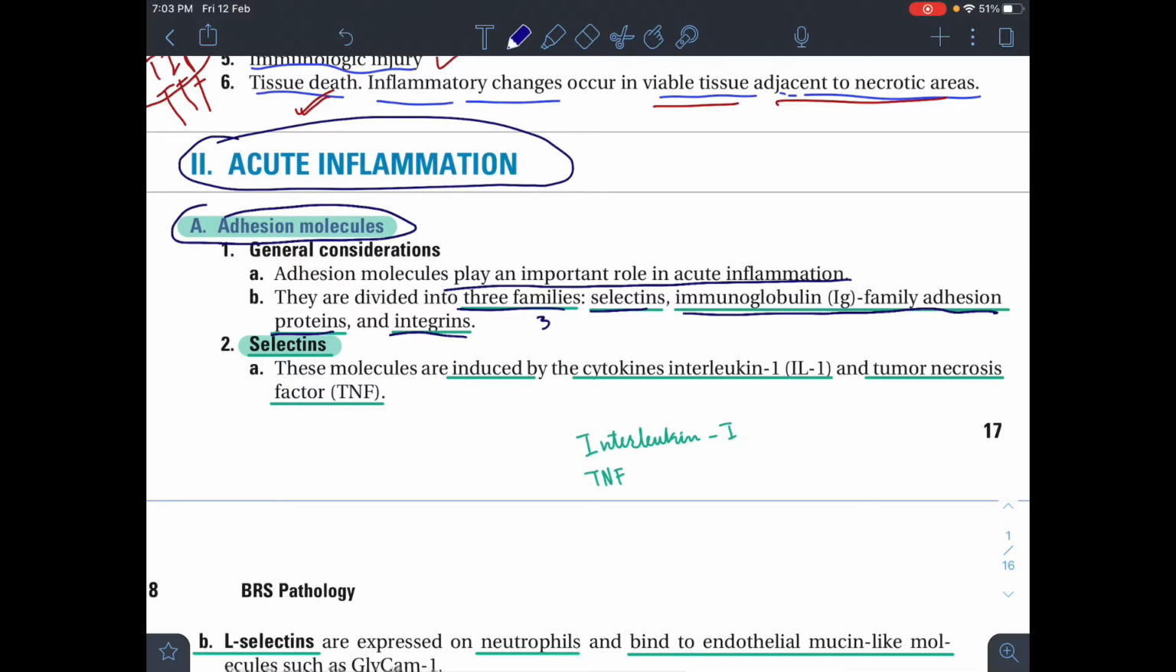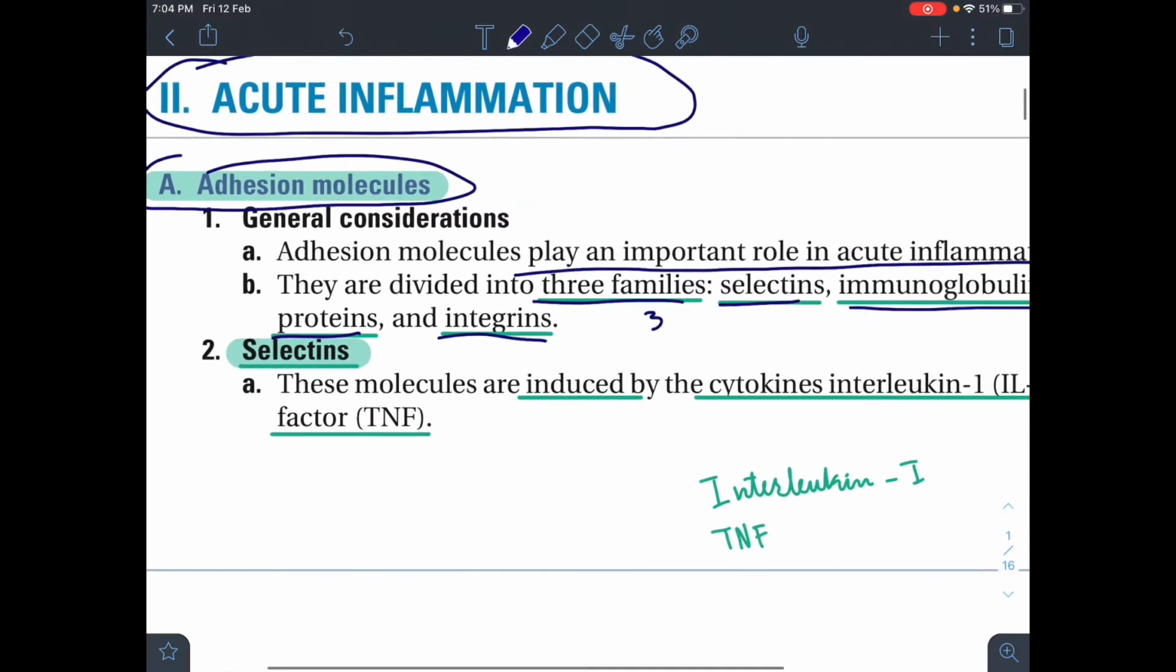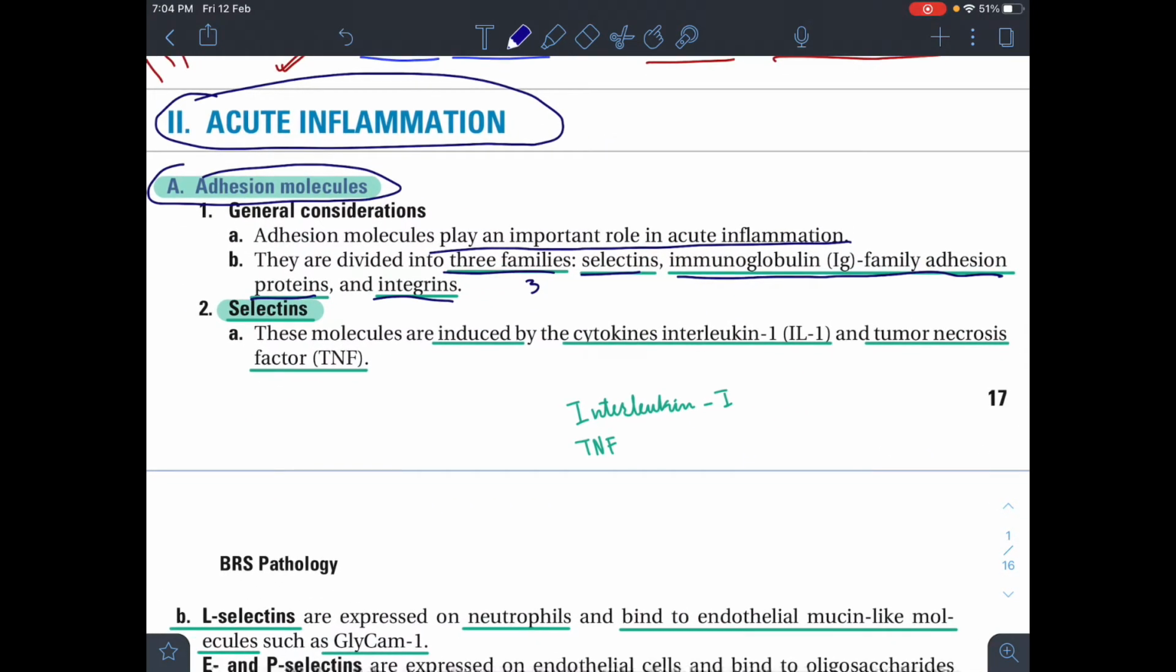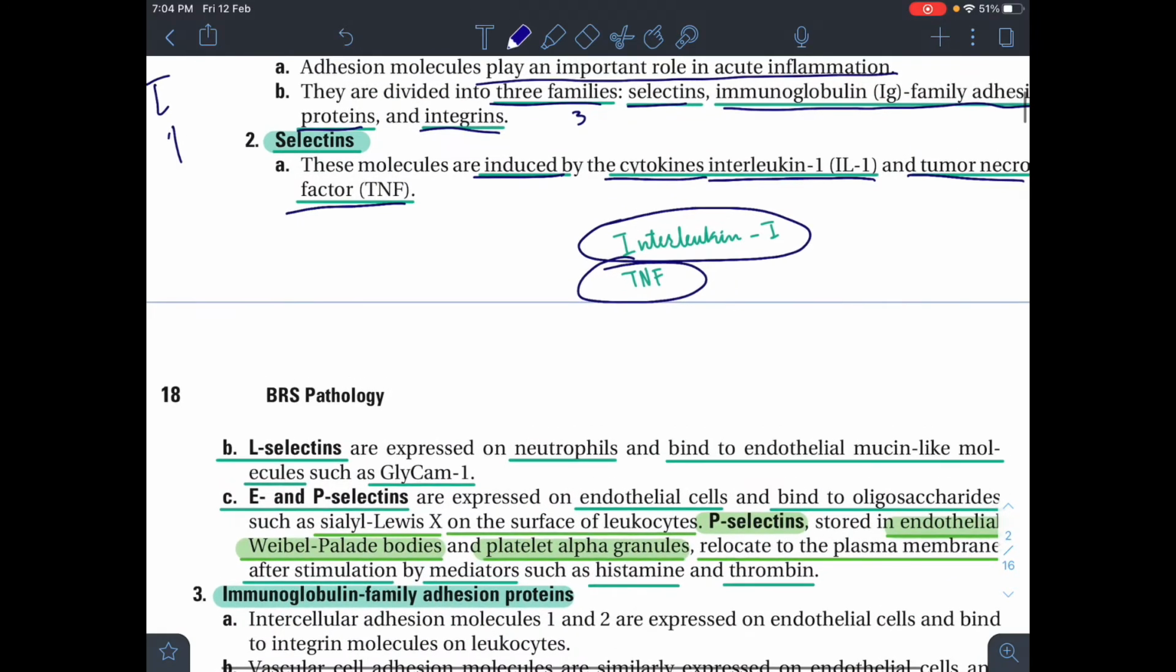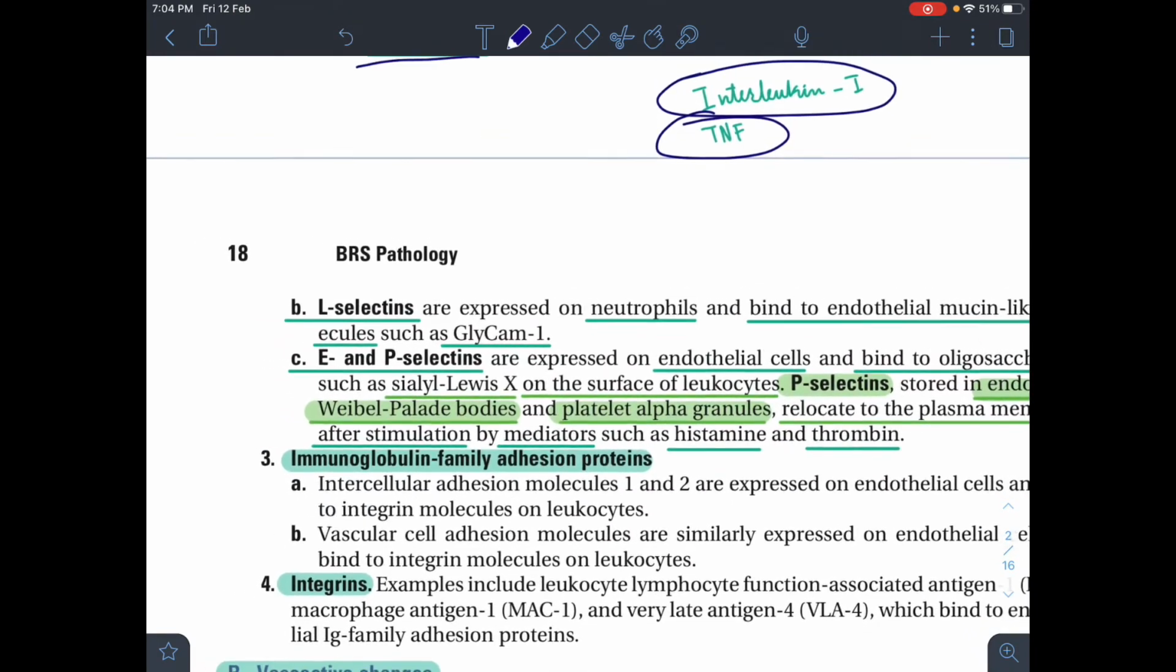So basically adhesion molecules are like ISI: immunoglobulins, selectins and integrins. Now coming to the selectins, these molecules are induced by the cytokines interleukin 1 and tumor necrosis factor. These are the selectins. Now basically there are L selectins, E selectins and P selectins.